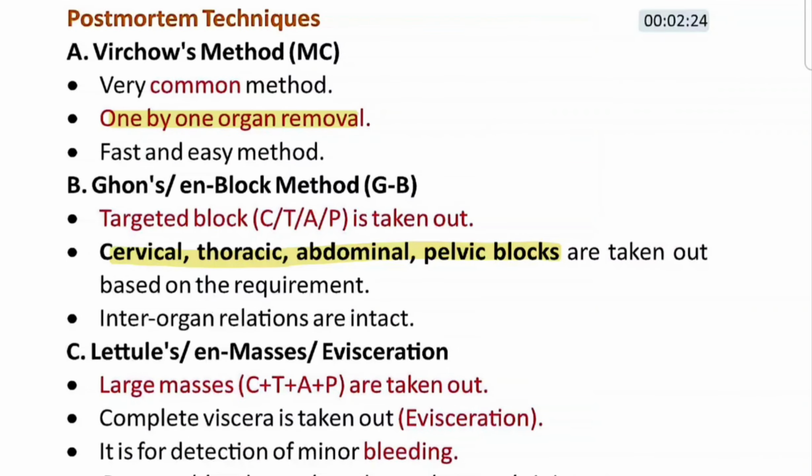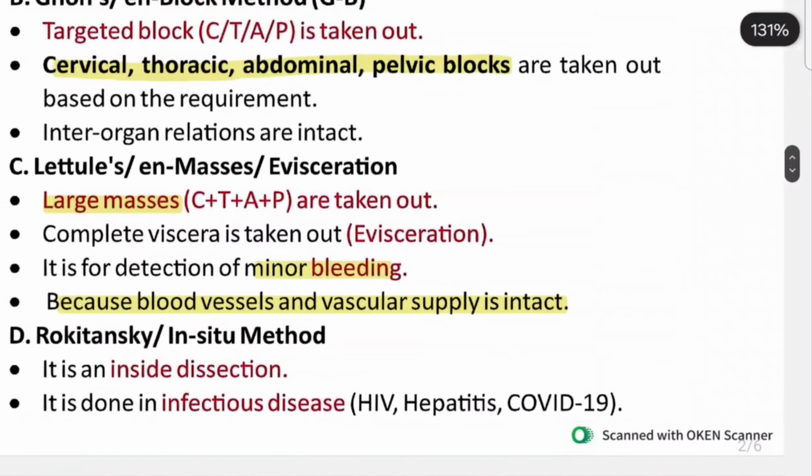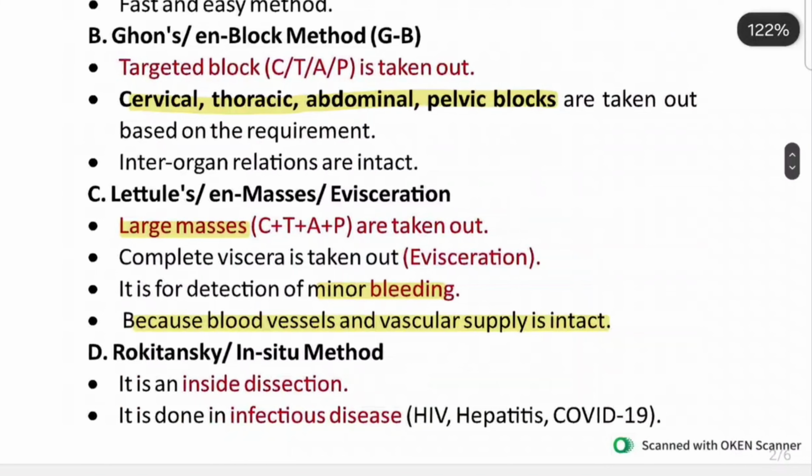Another technique is Letulle's or en masse technique. In this technique, the large masses are taken out and the complete viscera is taken out. It is for detection of minor bleeding. This technique is done because blood vessels and vascular supply are intact. The other method is Rokitansky or in situ method, it is inside dissection and mostly it is done in infectious diseases like HIV, hepatitis and COVID-19.